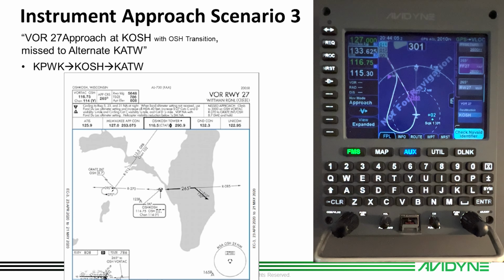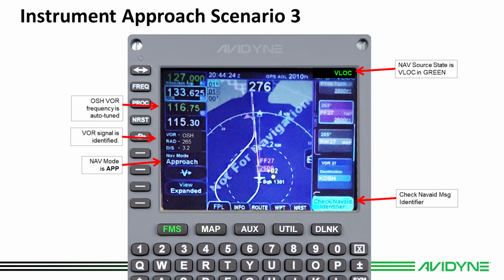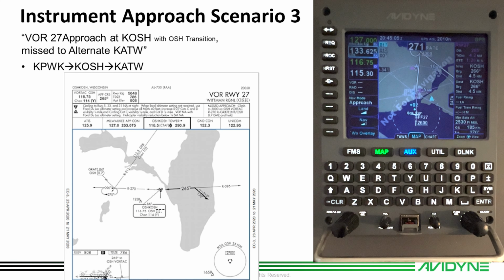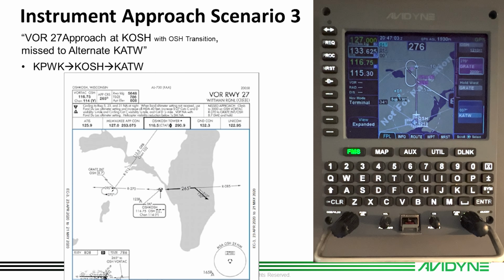We're running the Atlas in demo mode, so it doesn't emulate the VHF nav function. This is what you will actually see. Once you turn inbound on the procedure turn, you will notice the VOR frequency is auto-tuned to the OSH VOR, and it's being correctly identified in the window here. The nav mode is switched from terminal to approach mode, and the VLOC source state is green. To complete this scenario, we will fly the missed approach, which calls for us to hold west of GREAT.